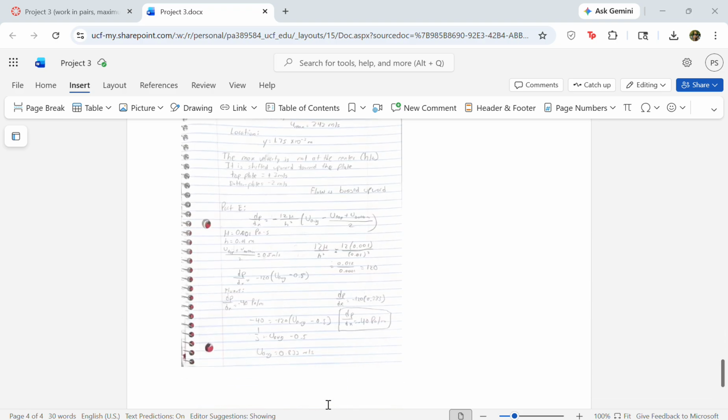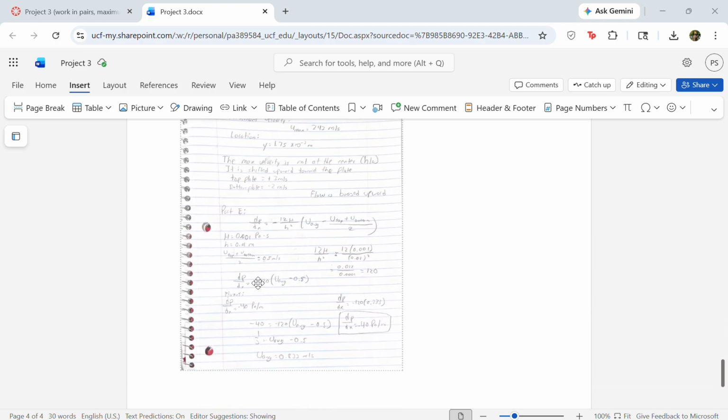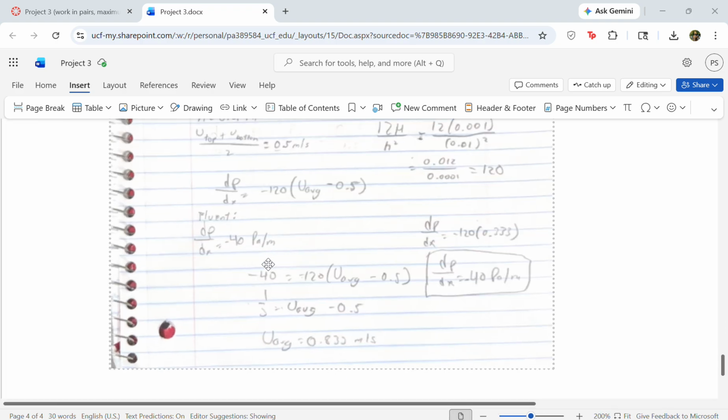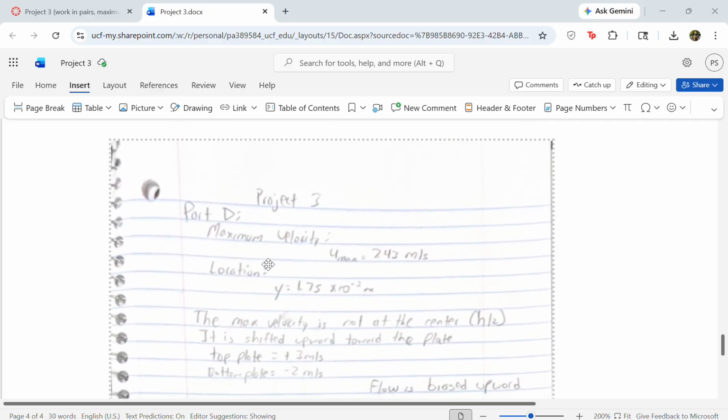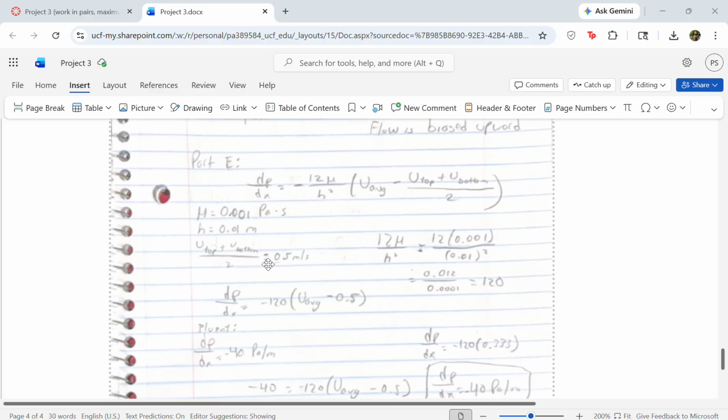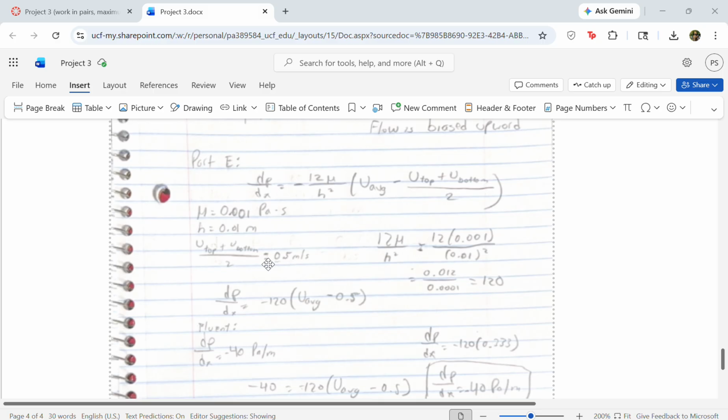Now I'm going to go down to the theoretical calculations right here. I'm going to zoom in. I determined the pressure gradient theoretically using the relation for combined Poiseuille and Couette flow. The average velocity is related to the pressure gradient by dp over dx equals negative 12 mu over h squared times the quantity of average velocity minus the average of the wall velocities.